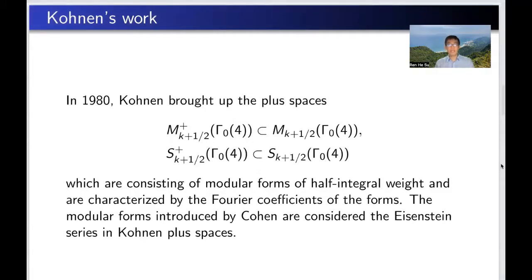In 1980, Cohen brought out the plus space M_k+ and S_k+, which consist of modular forms of half-integral weight k plus 1/2, and are characterized by the Fourier coefficients of the forms inside. The modular forms introduced by Cohen are considered the Eisenstein series in the Cohen plus spaces.